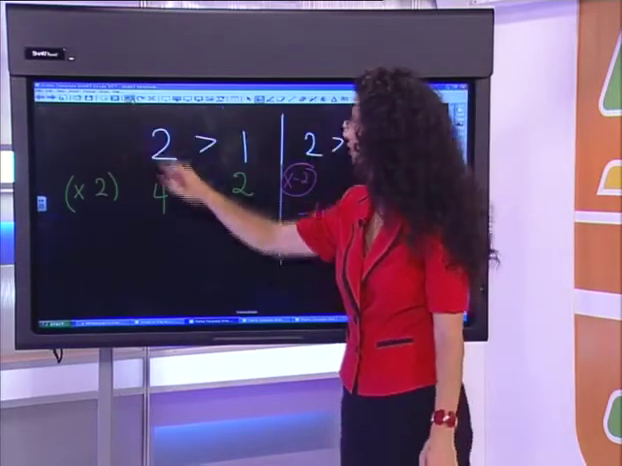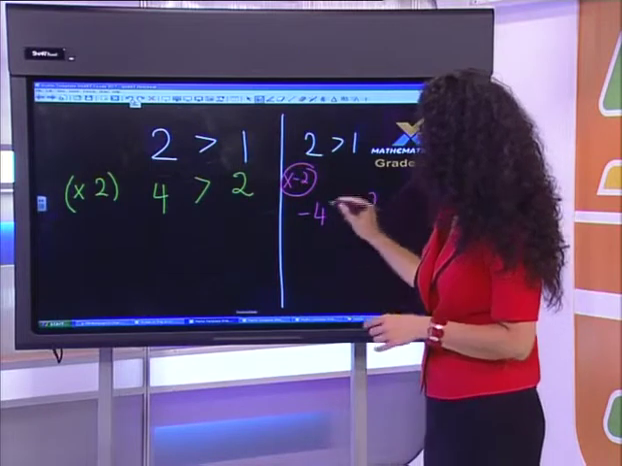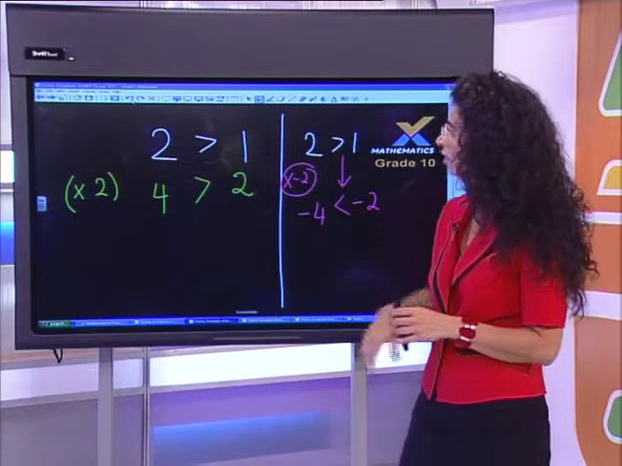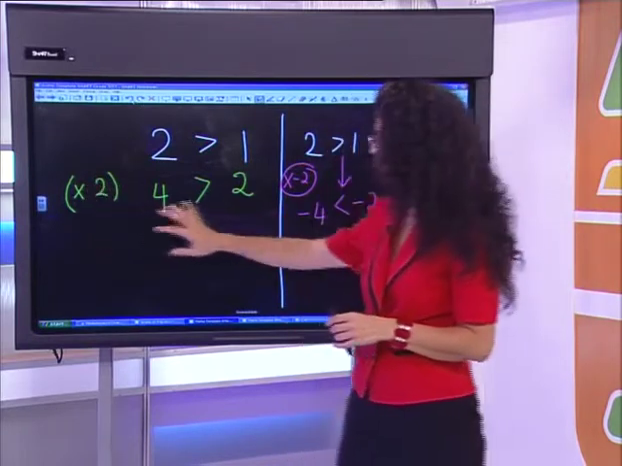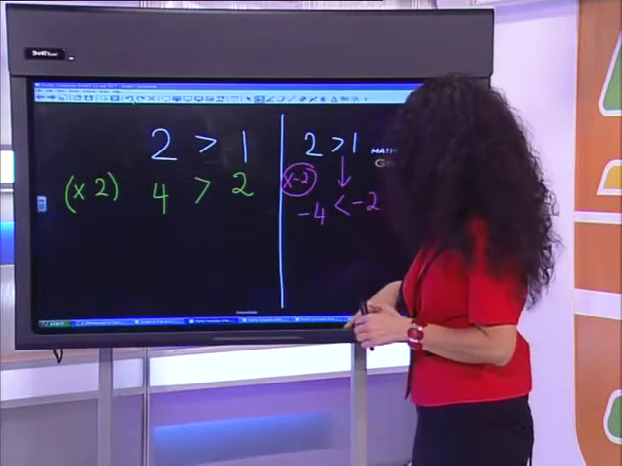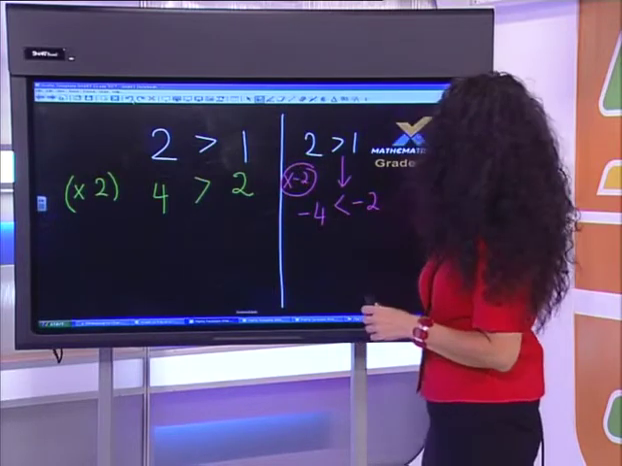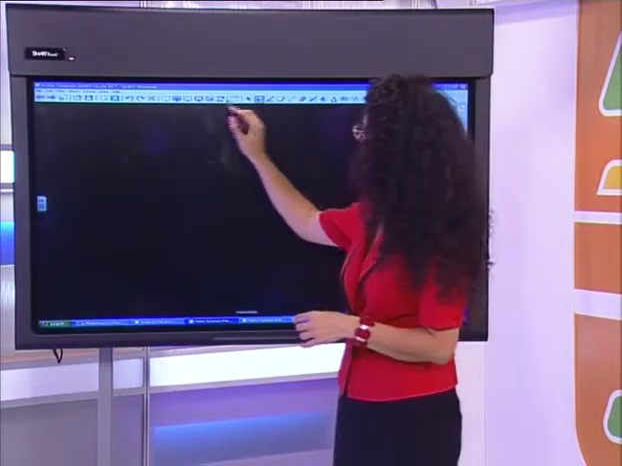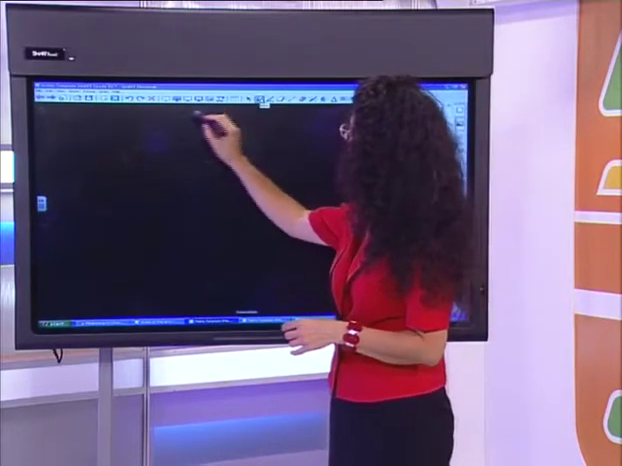So we've got negative 4 is now smaller than. So we've got that statement here. Multiplying by a positive, nothing will happen. Multiplying by a negative, it will take place. And I think that in the previous question, in the challenge question, we got to the following statement.